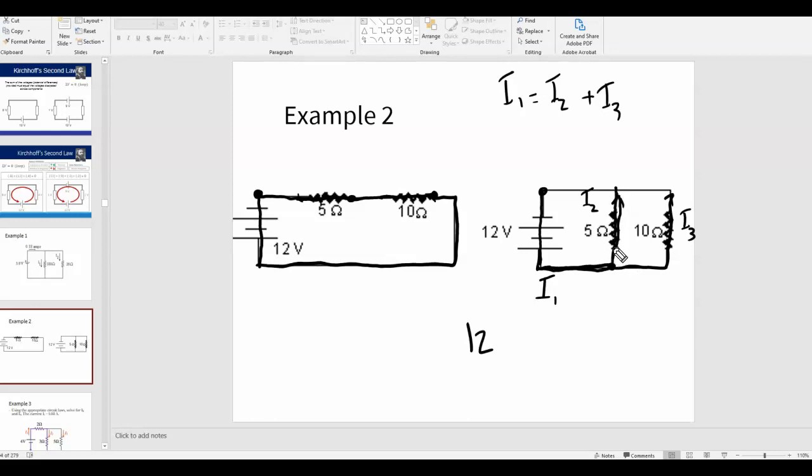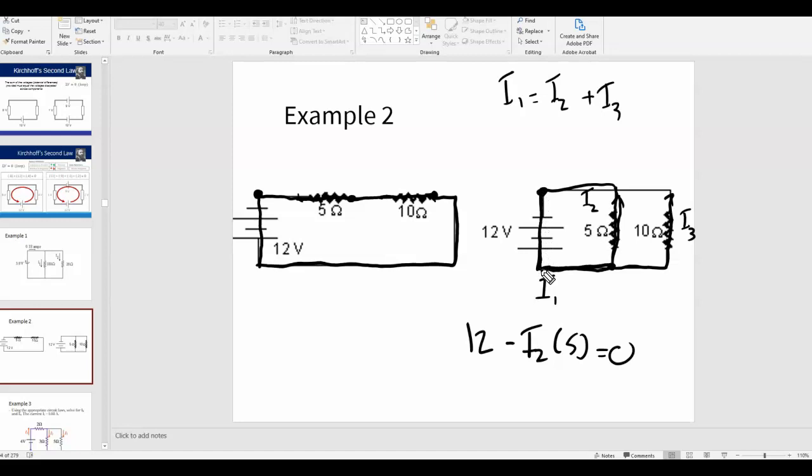When I go across this resistor, there's a voltage drop. V equals I times R, so that would be I2 times R, which is 5. I get back to where I started. I set that equal to 0. All right, now let's make another loop.